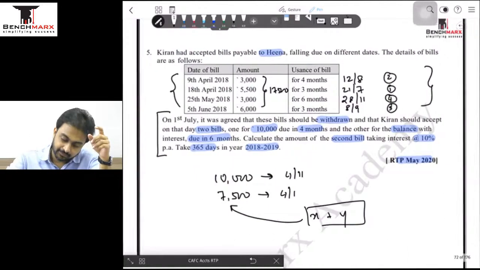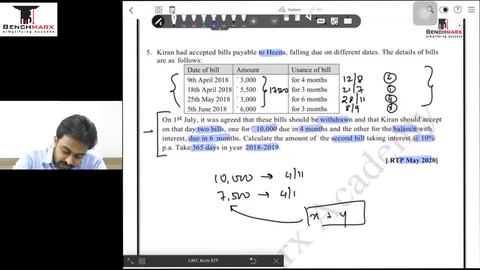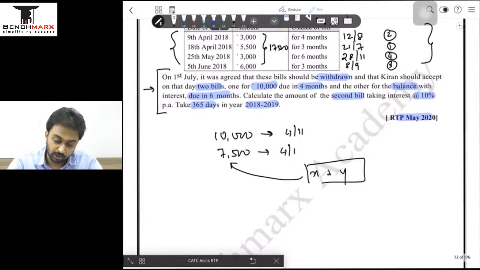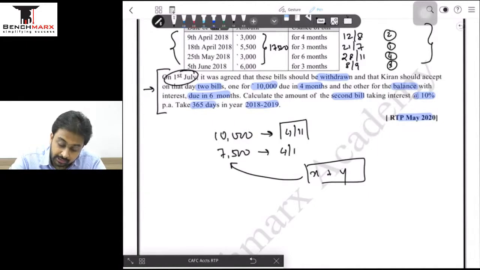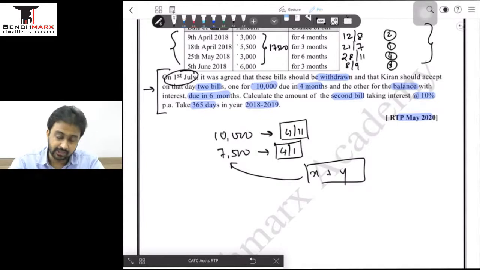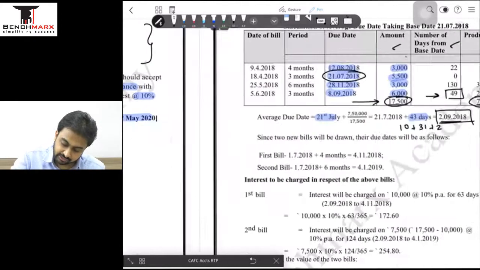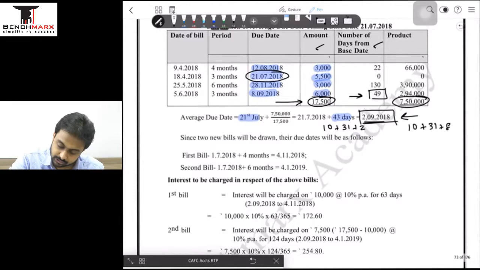But it is agreed to cancel all the bills, okay, and draw 2 new bills, one for 10,000 due in 4 months, the bill being drawn on 1st of July. So the due date of the 10,000 is 4th of November, and the balancing figure's due date is 2 months hence, that is 4th of Jan. Right. What is the due date? The due date was 2nd of September, as we have just found out here. Okay.